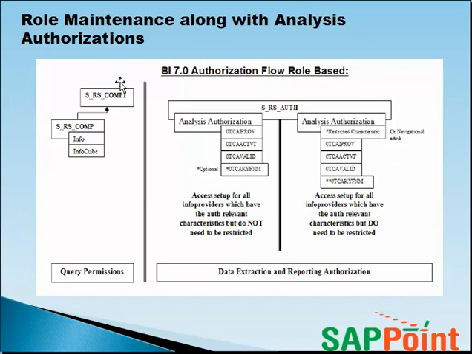So that is the difference between BI and BW. In BI, for reporting purposes, we no longer need access to the authorization objects S_RS_ICUBE, S_RS_ODSO, S_RS_MPRO, and S_RS_ISET. We don't need access to these authorization objects anymore for reporting purposes in BI.